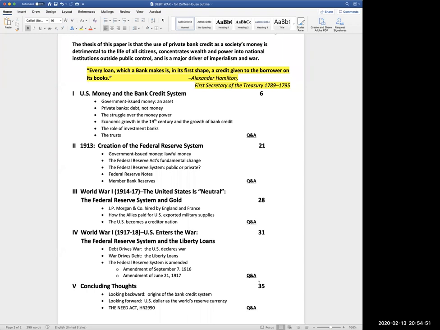auditing them. At the same time that bill was passed, Congress laid a tax on the issuing of state banknotes. They wanted to get rid of state banknotes and just have the national bank notes circulate. And that tax did do that.